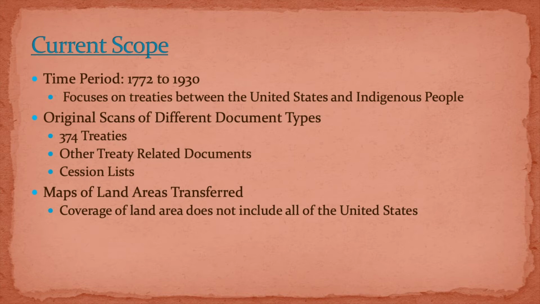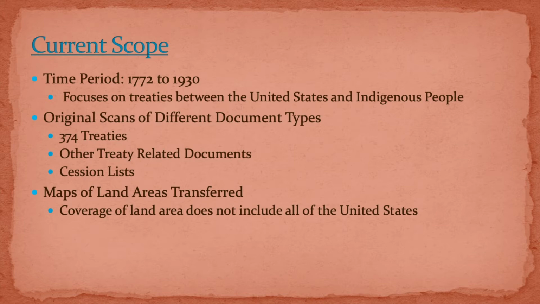During the tutorial, I will show you a map of the entire United States, and you will see that there is a significant area of the United States that is not covered. That is because there are no treaties that have been added to this website that cover those lands. In addition, the Eastern Seaboard land transfers were actually not conducted between the United States and indigenous peoples, but from other European countries like France, Spain, and England.